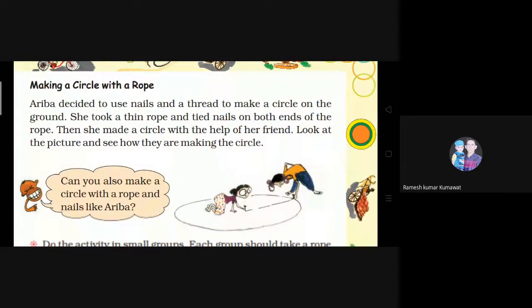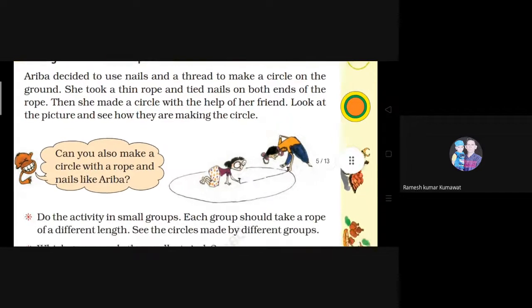Making a circle with rope. Ariba decided to use nails and a thread to make a circle on the ground. She took a thin rope and tied nails on both ends of the rope. Then she made a circle with the help of her friend. Look at the picture and see how they are making the circle.